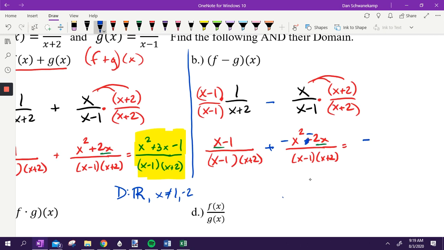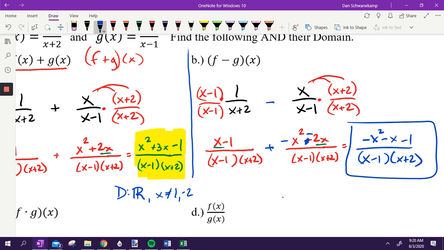Once I combine them, on bottom I'm still going to get x minus 1 and x plus 2. My domain is the same as the last one. Nothing changed because I have the same denominator. Negative x squared. I've got a negative 2x and a positive x, so that's negative x, and then a minus 1 in the end. Just be careful when you distribute that negative sign. That's going to be the place where you make a mistake.